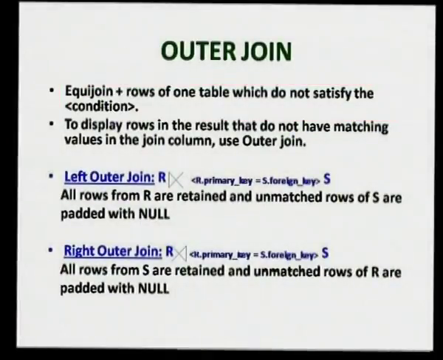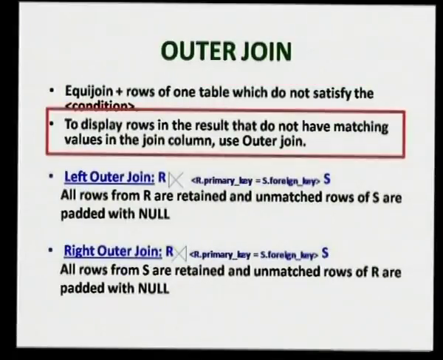Now we look at outer join. Outer join is equijoin plus rows of one table which do not satisfy the condition. To display rows in the result that do not have matching values in the join column, we use outer join. Normally in an equijoin, only when two attributes have equal values do we do the join. Now, in outer join, those rows in one of the relations that do not satisfy the condition are also put in the result. If you put the rows that do not match from R, it becomes one type of outer join. If you put them from S, on this side or that side of the join operation, it becomes another type of outer join.